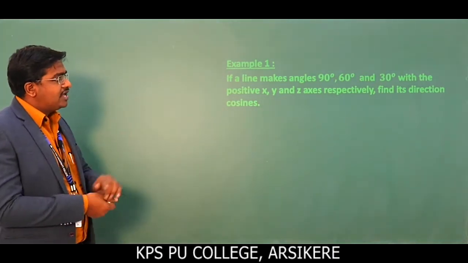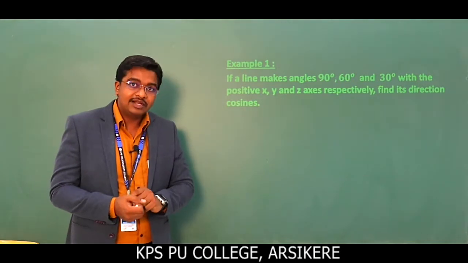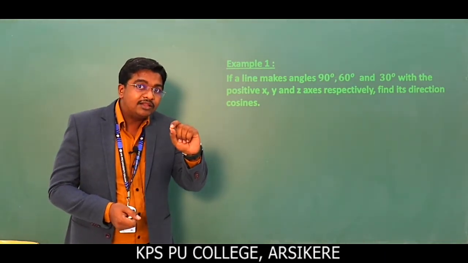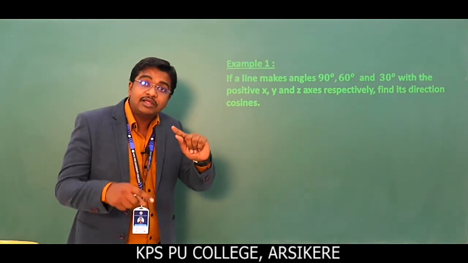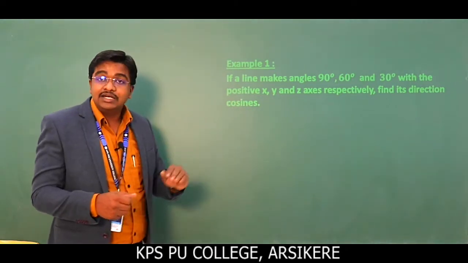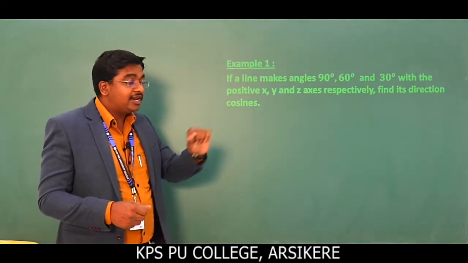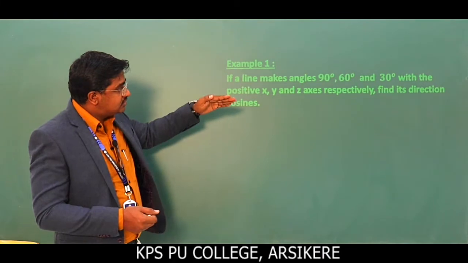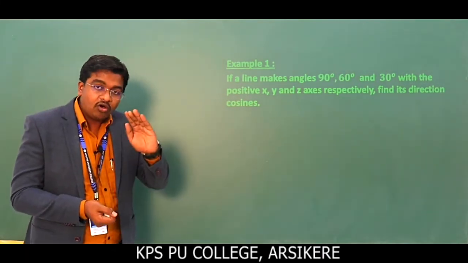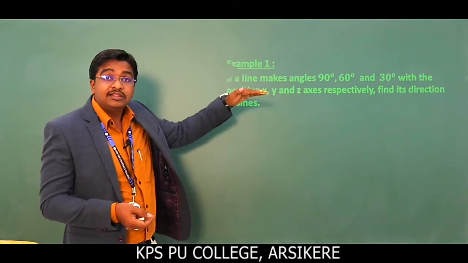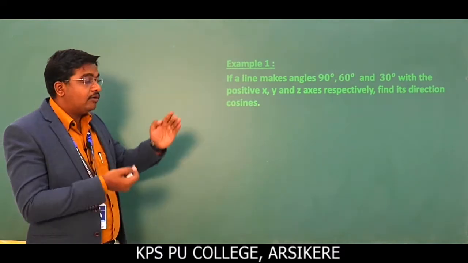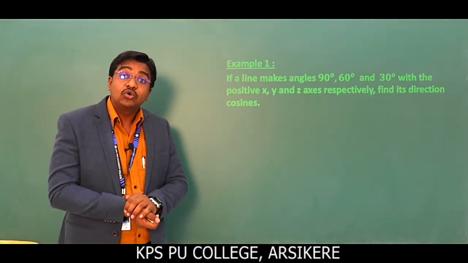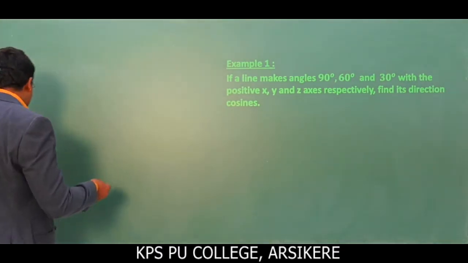So what is given here? They gave the direction angles. The angles made by the line with x, y and z axis are 90 degrees, 60 degrees and 30 degrees. Using this we can apply cos. If you apply cos for 90 degrees, 60 degrees and 30 degrees, we obtain the corresponding direction quotients.